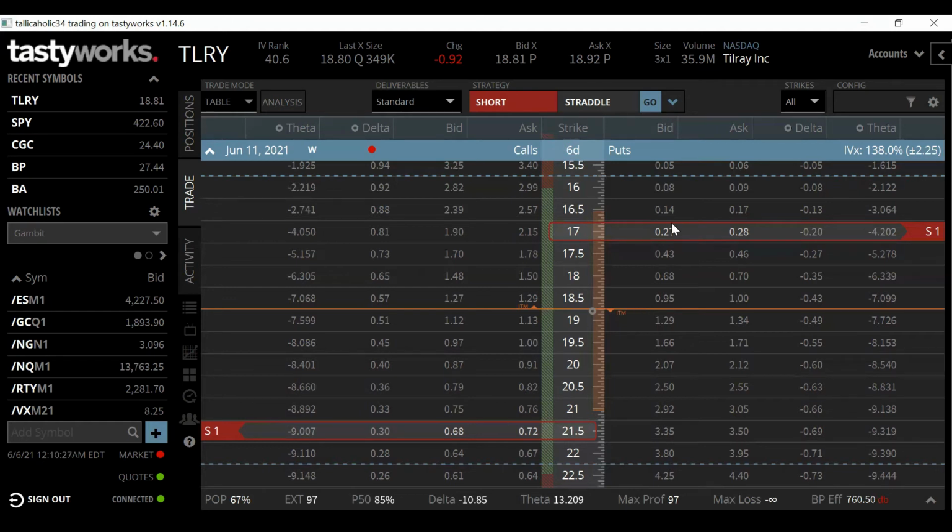Now we're rolling something down. Obviously, we would roll these puts down, or we would do the ladder over here on the call side. Let's say Tilray starts pulling back. We're going back and we're trading right around 17 and a half.